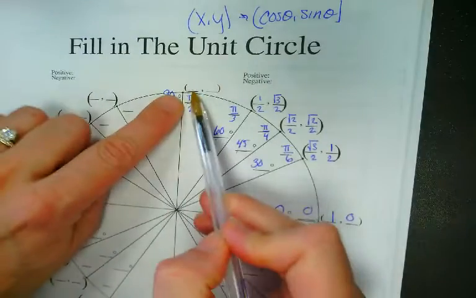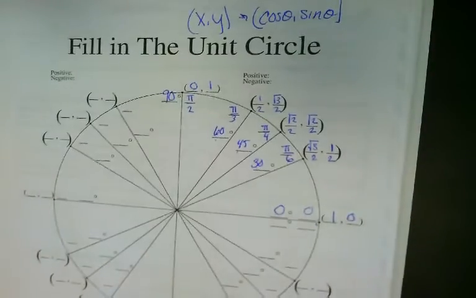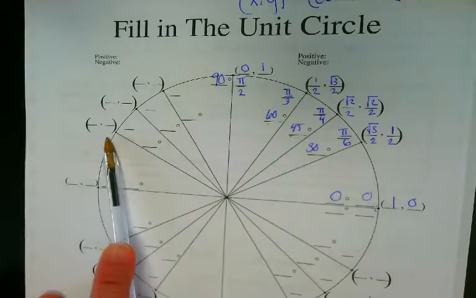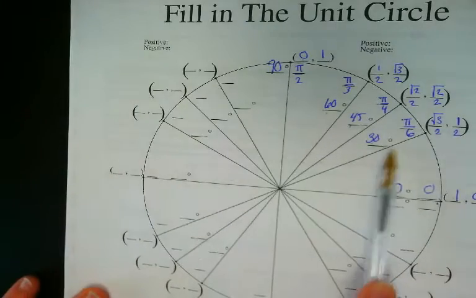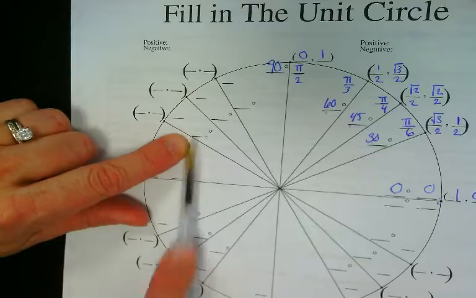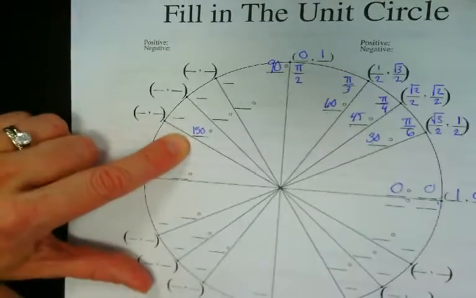I'm going to put one last point up here. What are the coordinates at 90? 0, 1. Okay. Here's the magic. You're just going to take this and reflect it over here. Okay, so let's reflect this over. If this is 30 away, that means this is 30 away. What's our degree? 150. That's a 180 minus 30.